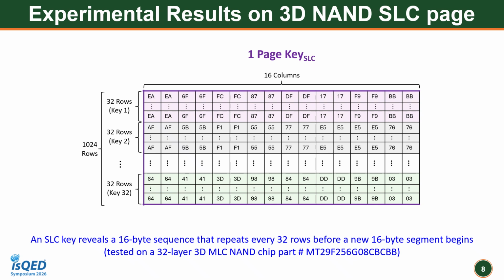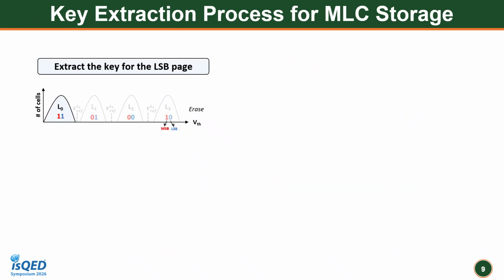Next is the 3D MLC NAND chip with this part number. With the same idea as the SLC single level cell storage, we apply the same idea to multi-level cell, or MLC, storage. Because MLC can store 2 bits per cell, there will be 4 different threshold voltage distributions. You can see here that there will be an LSB page and an MSB page. LSB stands for least significant bit, and MSB stands for most significant bit.